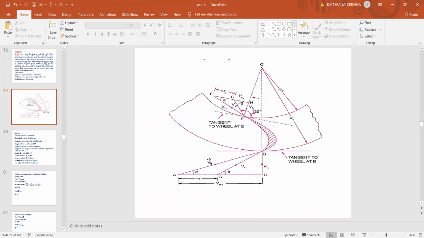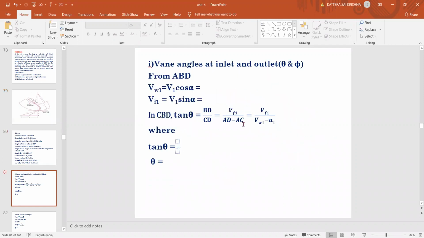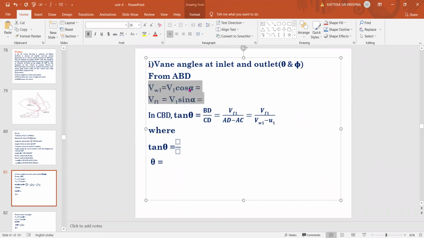So VW1 is the horizontal component of V1. So V1 cos alpha is VW1. VF1 is V1 sin alpha. So we can first find VW1 and VF1. Then we can use the sine rule using these two, because you'll get the length here and here. Shall I draw the inlet triangle roughly, or I think you have drawn it already, right? So first we can solve these two things because we have the V1 value and the alpha value. So what is V1 given? 30. Alpha is given as 20.